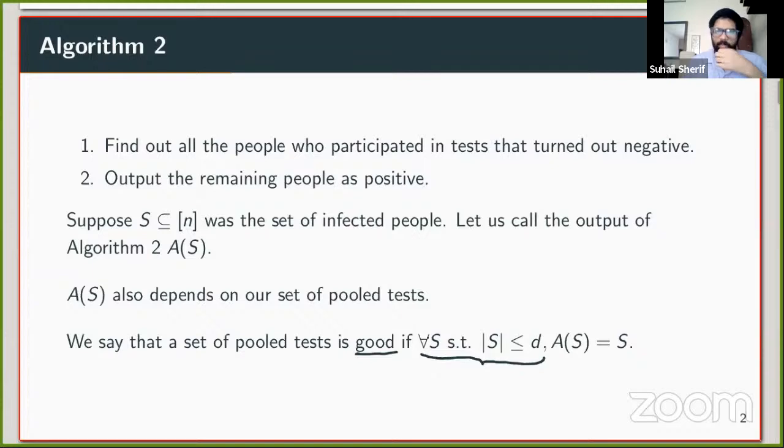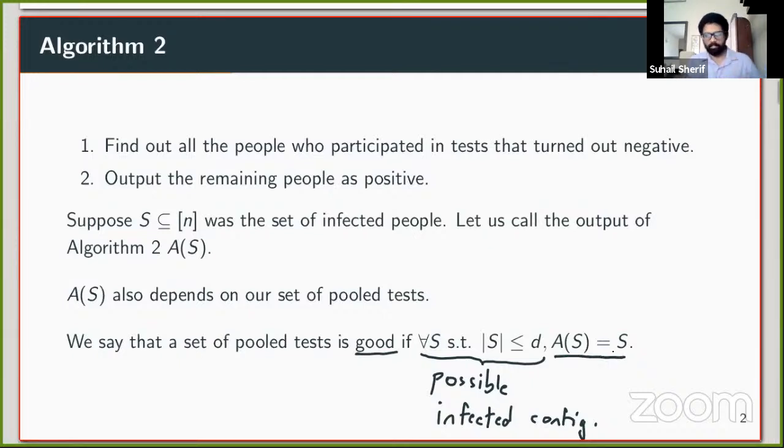So this is like we're doing hypotheticals. We're saying, what if S was this particular set of size at most D? So these are the possible infected configurations. And we want for every possible infected configuration, A of S should be equal to S. And this is when we say that the set of pool tests is good.